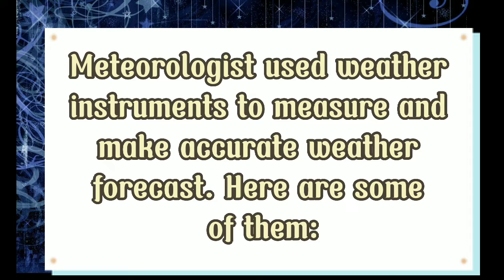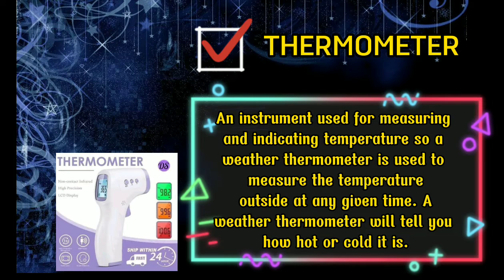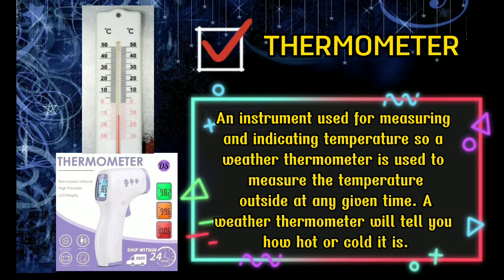Here are some of them. A thermometer is an instrument used for measuring and indicating temperature. So, a weather thermometer is used to measure the temperature outside at any given time. A weather thermometer will tell you how hot or cold it is.